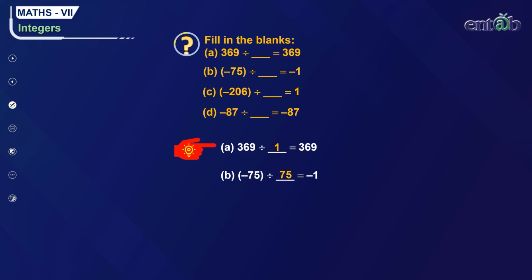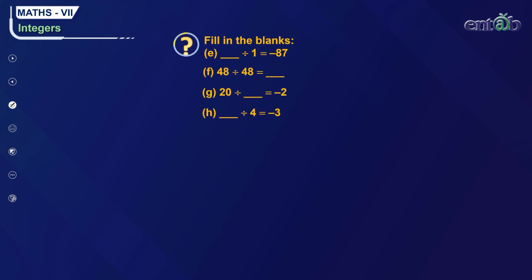Let us see the next part. Minus 206 divided by blank equals 1. So, any integer divided by itself gives 1 as the answer. So, here my blank would be replaced by minus 206. Let us look at the next part. Minus 87 divided by blank gives minus 87. So, any integer divided by 1 gives back the same integer. So, we replace the blank with 1 here. I hope these were clear to you. Let us look at the next parts of this problem.